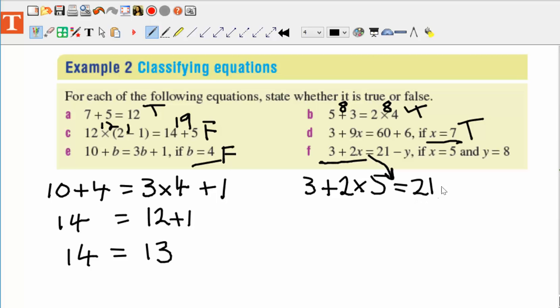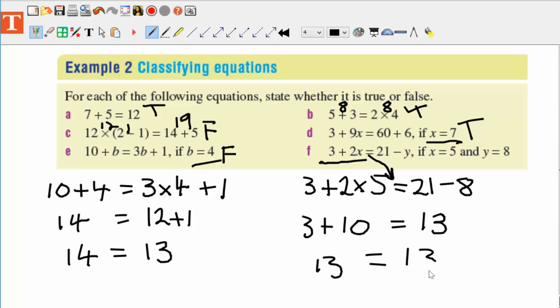Now I've got 21 minus y, and y is 8. So now I can work this out. 2 times 5 is 10, so 3 plus 10. 21 minus 8, I believe, should give you 13. 3 plus 10 is 13. This stays as 13 on this side, just drops down, 13 and 13. So this one is true.